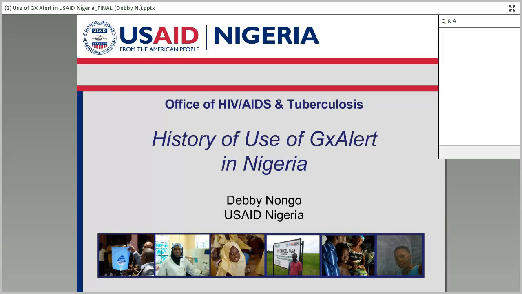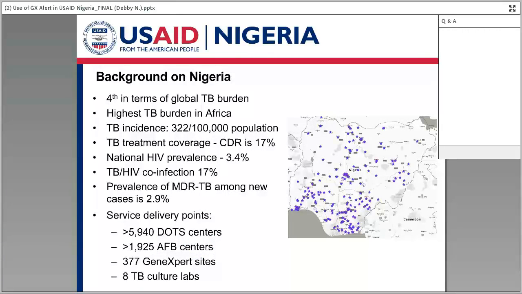I've had the privilege of being one of the guinea pigs for the introduction of GXAlert in Nigeria. This journey started sometime in 2013 with a proof of concept for notifying NDR cases in real time, and then we saw the potential to use the system to help us close the gap in diagnosing PLHIVs with TB and linking them to treatment. So that was how we got into this journey with GXAlert, and we've actually come a long way.